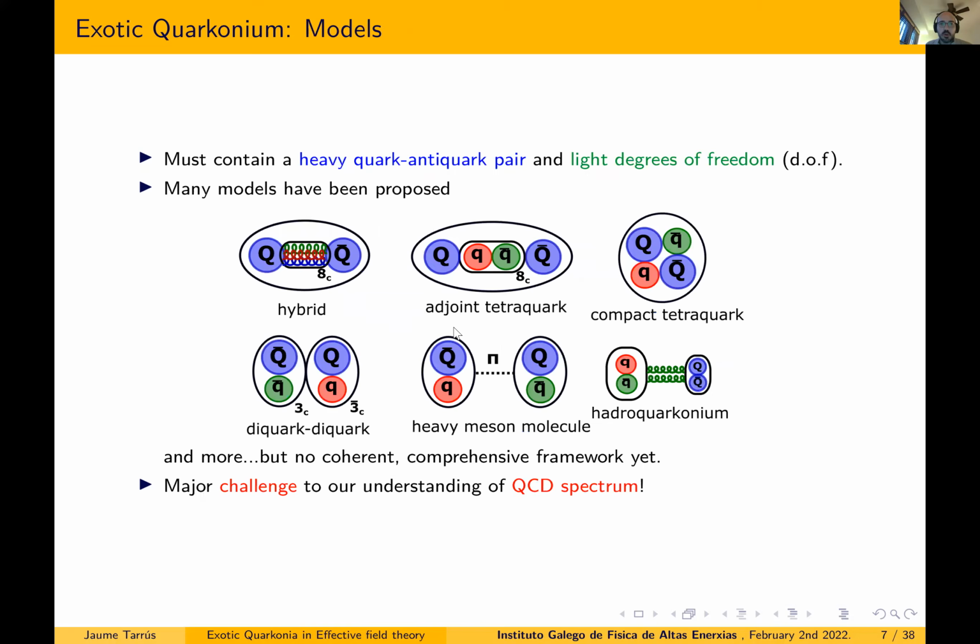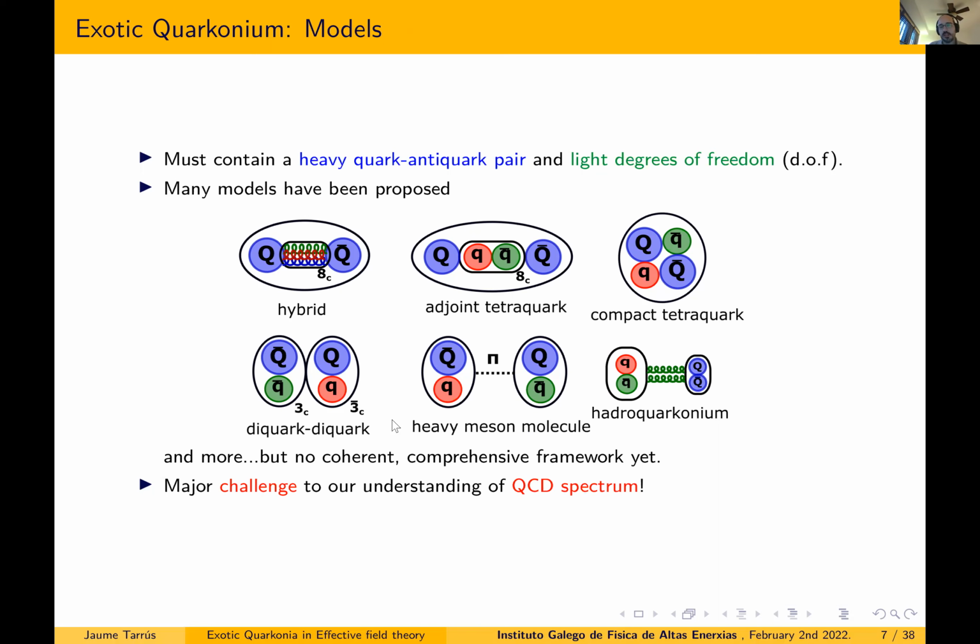Okay, so all these exotic states must contain some heavy degrees of freedom, a heavy quark-antiquark pair, and some light degrees of freedom, and this can be either gluonic or light quarks. There have been many models proposed to explain them. Here you see some of them. For example, they could be quarkonium hybrids, a heavy quark-antiquark with some non-trivial gluonic state, and several tetraquark models depending on how the heavy and light quarks are arranged.